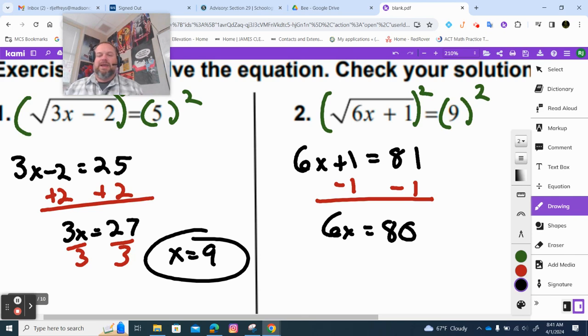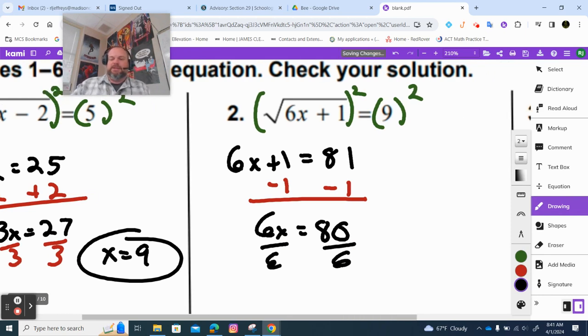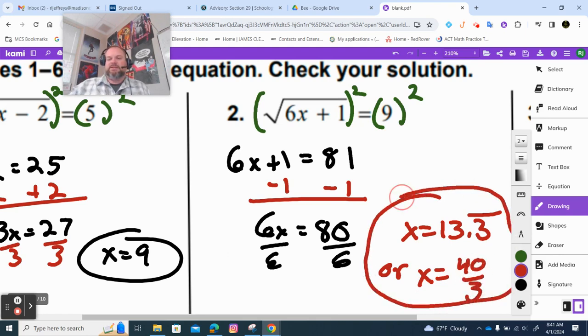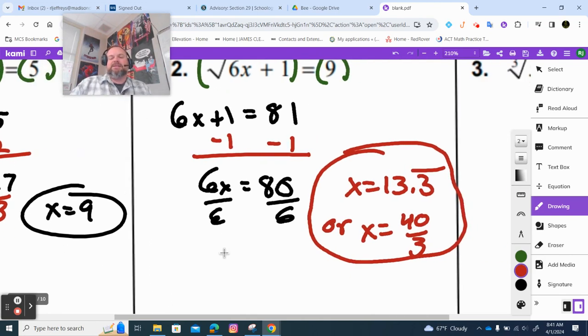All right. So, when I divide 80 by 6, I get this really gross decimal that is this, or you could get this. Okay. Either one of those is acceptable. On the ACT, which one of those two are you more likely to see on the ACT, the decimal or the fraction? Fraction.